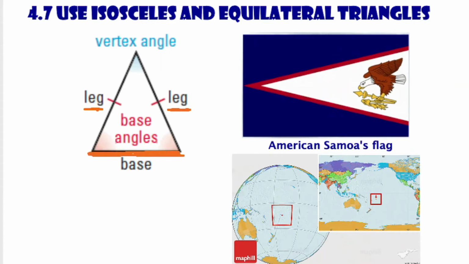And then there's names for the angles too. The two angles that are down by the base are called the base angles. And then that angle up at the top where the two congruent legs meet is called the vertex angle.